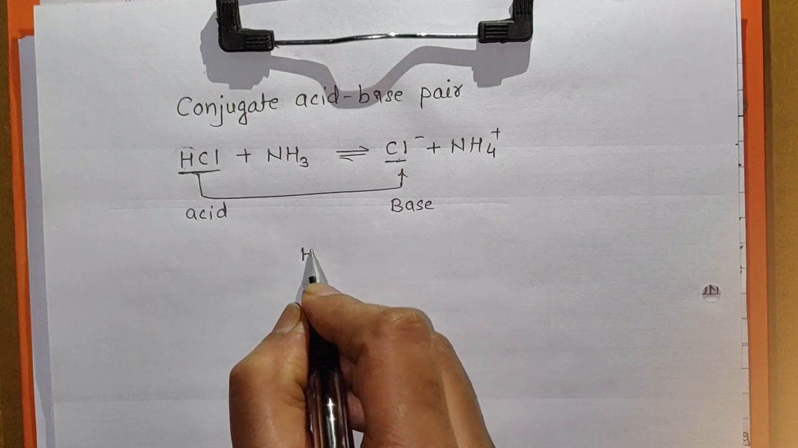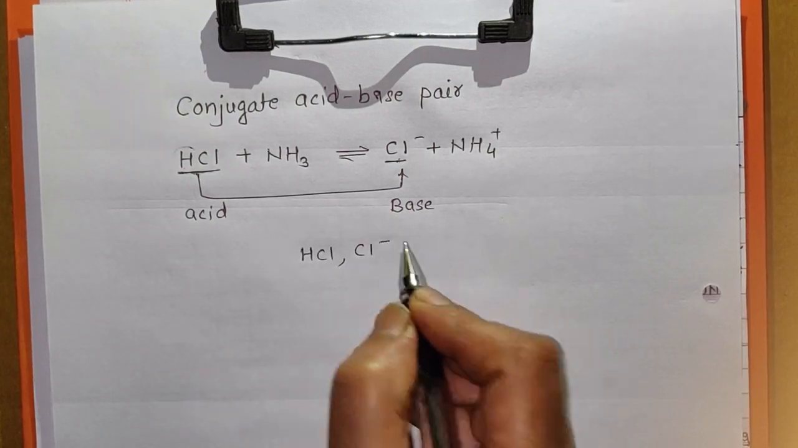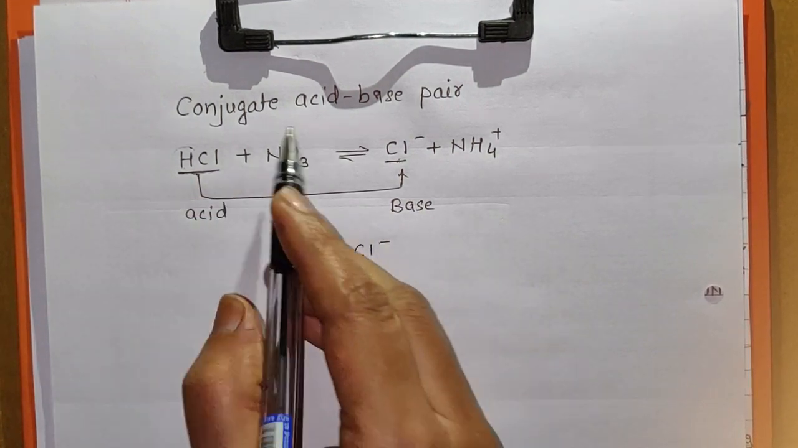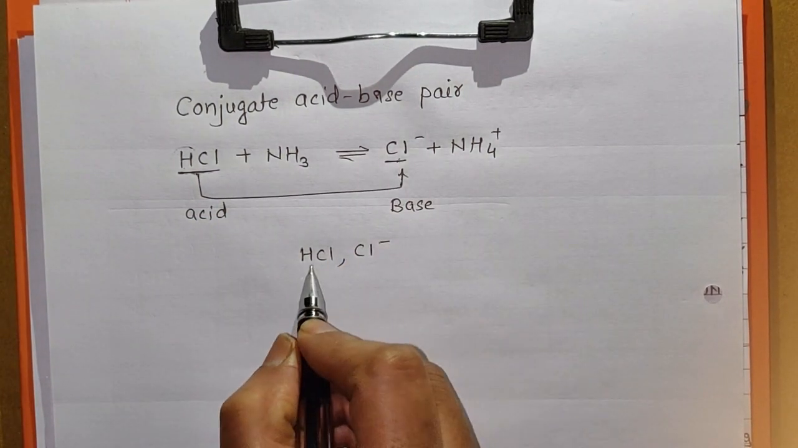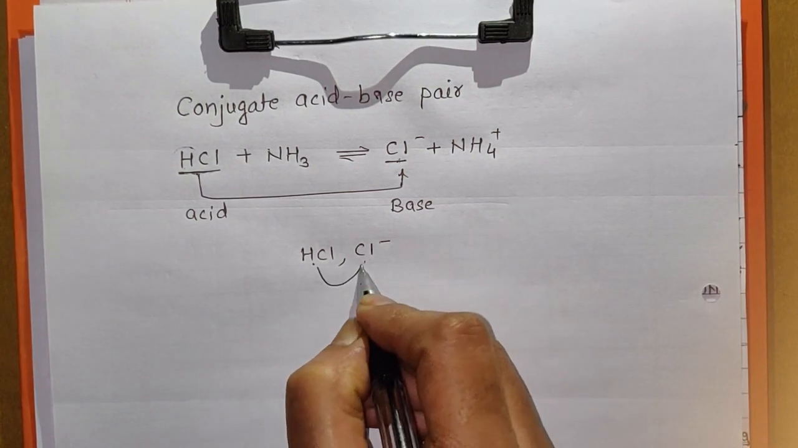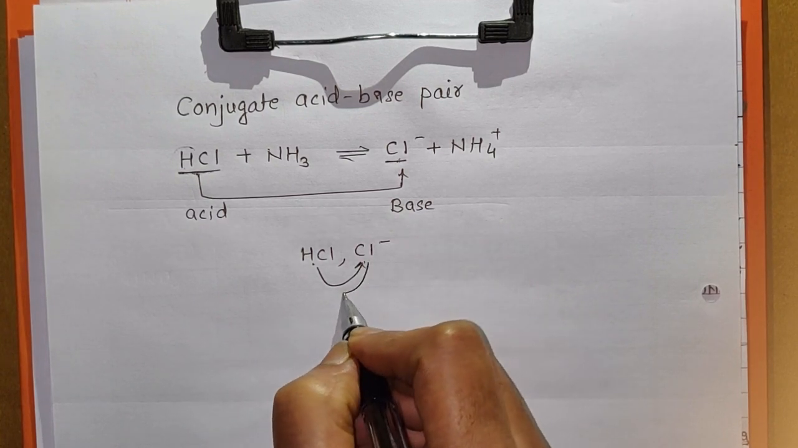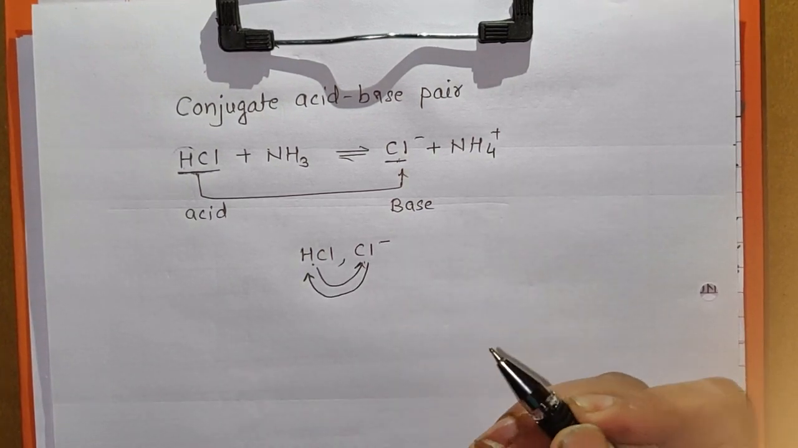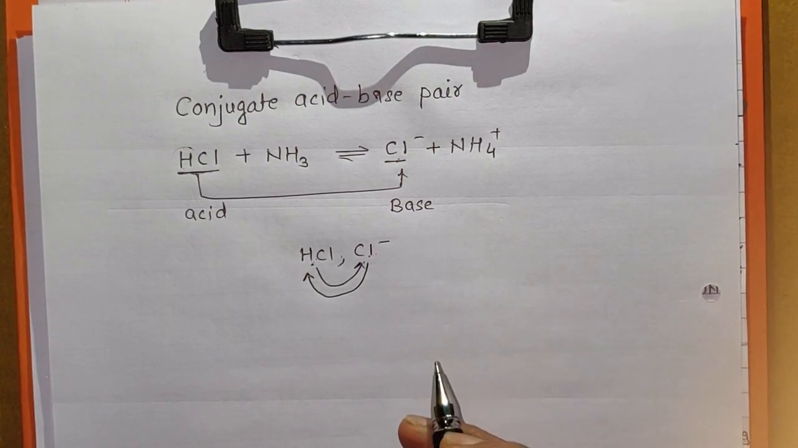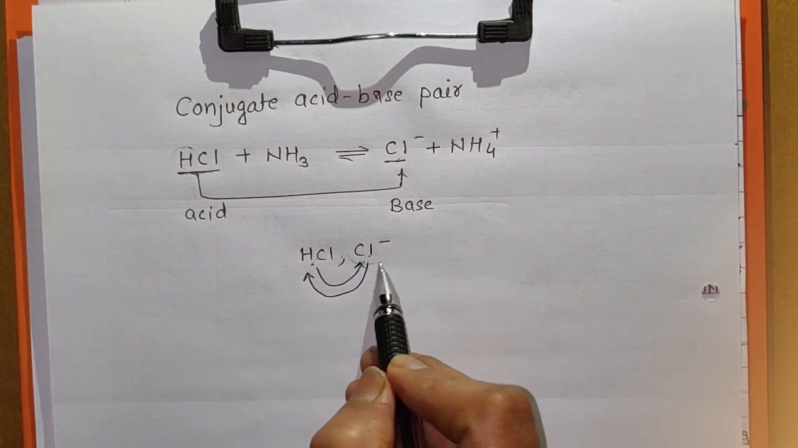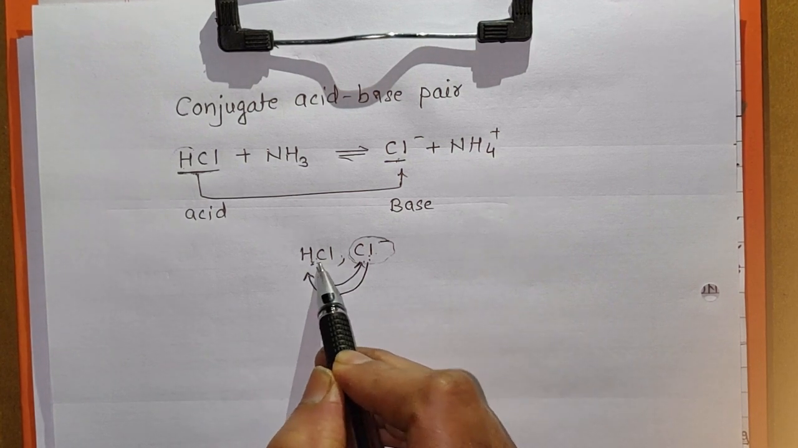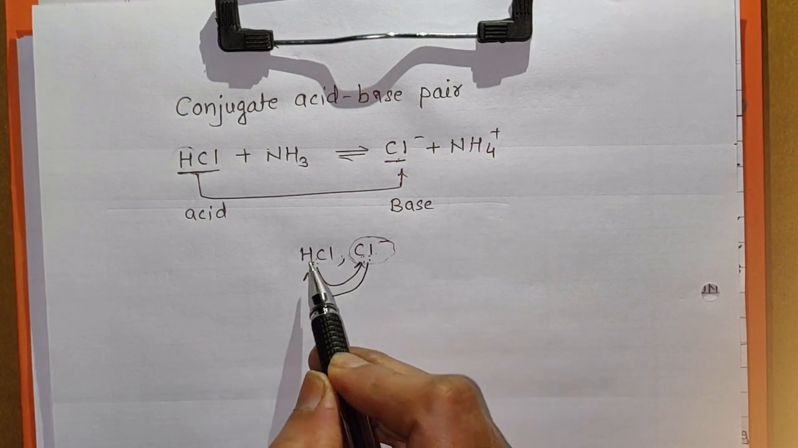Now HCl and Cl minus is an acid base pair, but it is also called a conjugate acid base pair. Why? Because HCl by donating a proton gets converted into Cl minus, and Cl minus by accepting a proton gets converted into HCl. So HCl and Cl minus is a conjugate acid base pair, where Cl minus is called the conjugate base of HCl and HCl is called the conjugate acid of Cl minus.